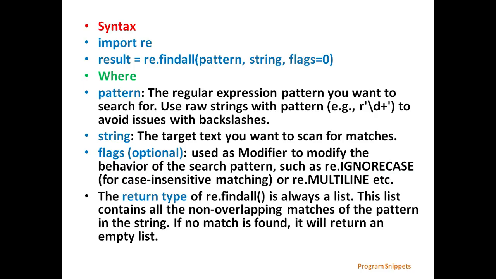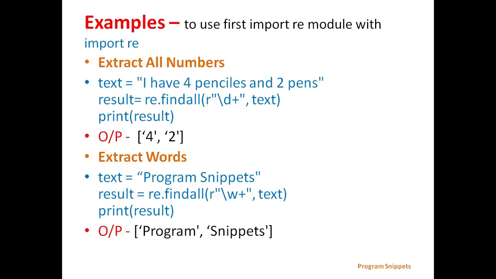The return type of re.findall is always a list. This list contains all the non-overlapping matches of the pattern in the string, and if no match is found, it will return an empty list. Now we'll see examples of using the findall function. So first import the re module with import re.